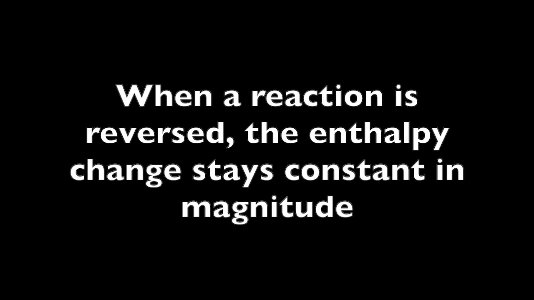In summary, chemical and physical processes can often be represented as a sequence of steps, and the enthalpies can often be added to obtain the enthalpy for the overall reaction. When a reaction is reversed, the enthalpy change stays constant in magnitude but becomes reversed in mathematical sign. When two or more reactions are added to obtain an overall reaction, the individual enthalpy changes for each reaction are added to obtain the net enthalpy of the overall reaction.